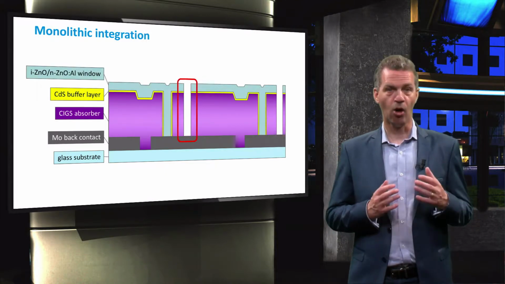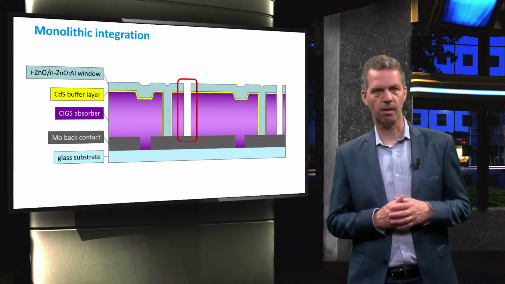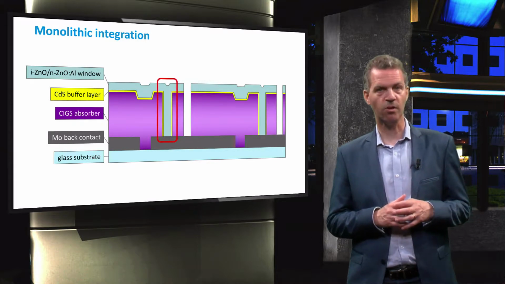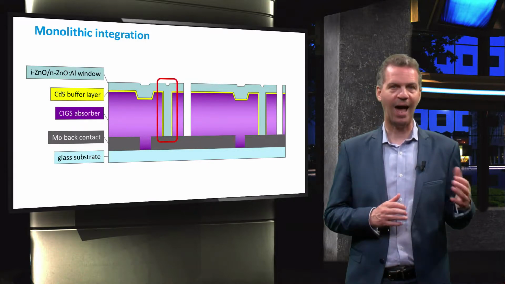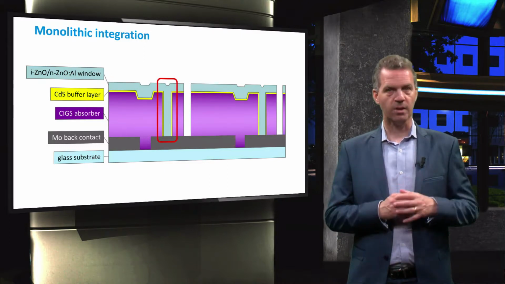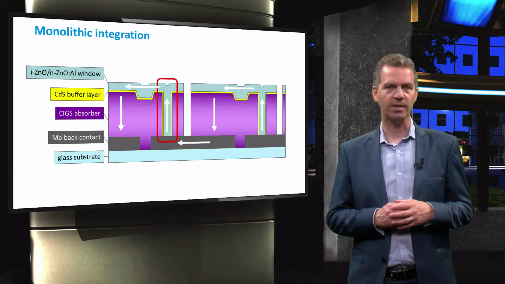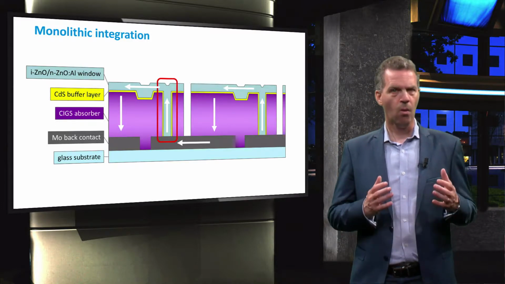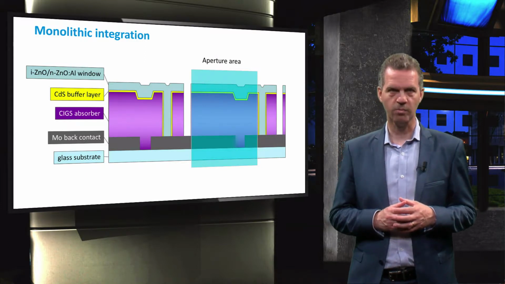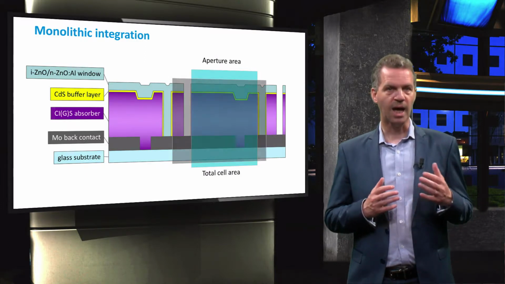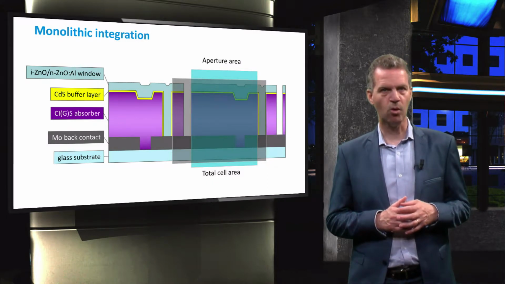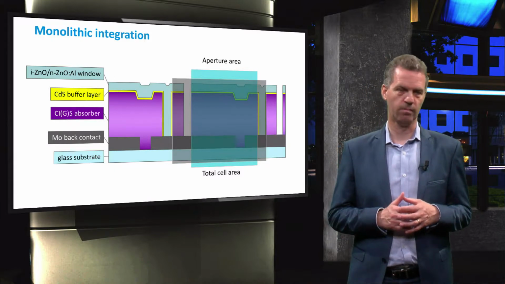layer. A third laser scribe divides the material into cells of the right size, while the connection between the front TCO layer of the first cell and the back contact of the second cell is located here. The current can then flow through the interconnection as is shown here. One can clearly see that some of the cell's area is lost by the laser scribes and the interconnection. The aperture area that limits the operational cell is thus somewhat smaller than the total cell area.